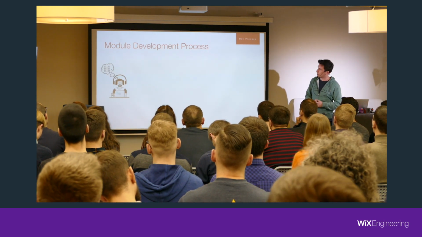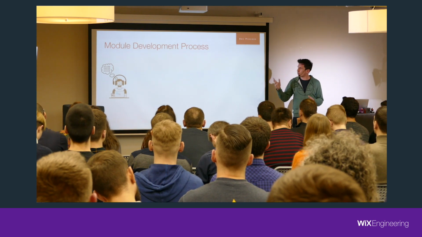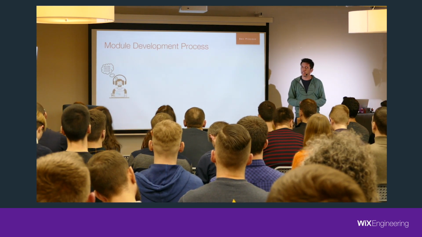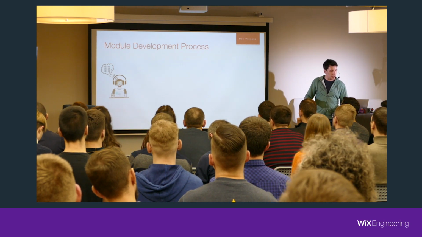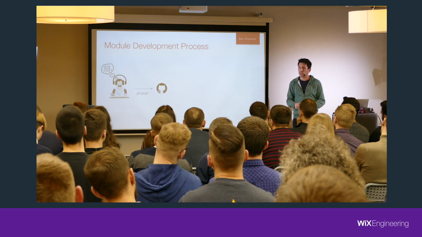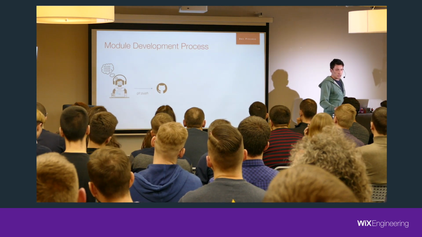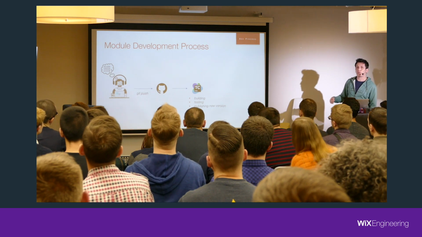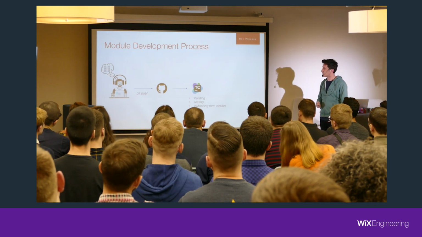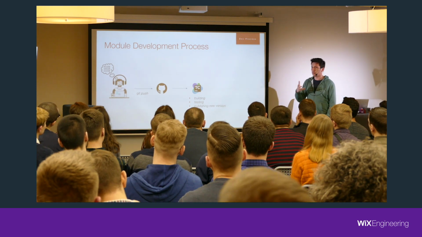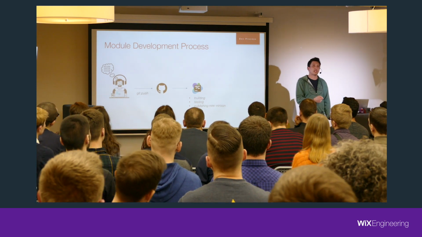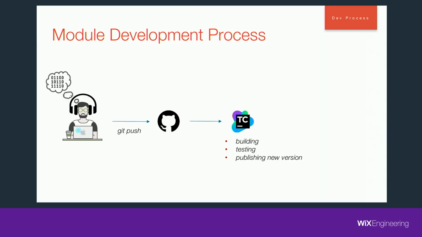Let's see how it really works. A developer thinking about his code, he's coding, he's doing commits. After that, he's pushing his code to GitHub. This will trigger a build on TeamCity. We're using TeamCity as a CI server, and this server will build this model, execute some tests, we'll talk a bit later about testing, and publish a new version to the npm repository.